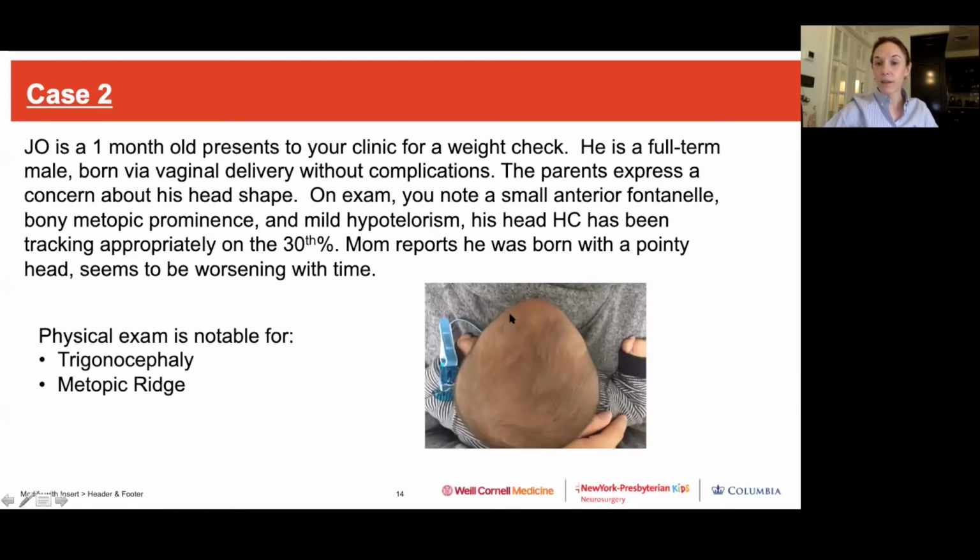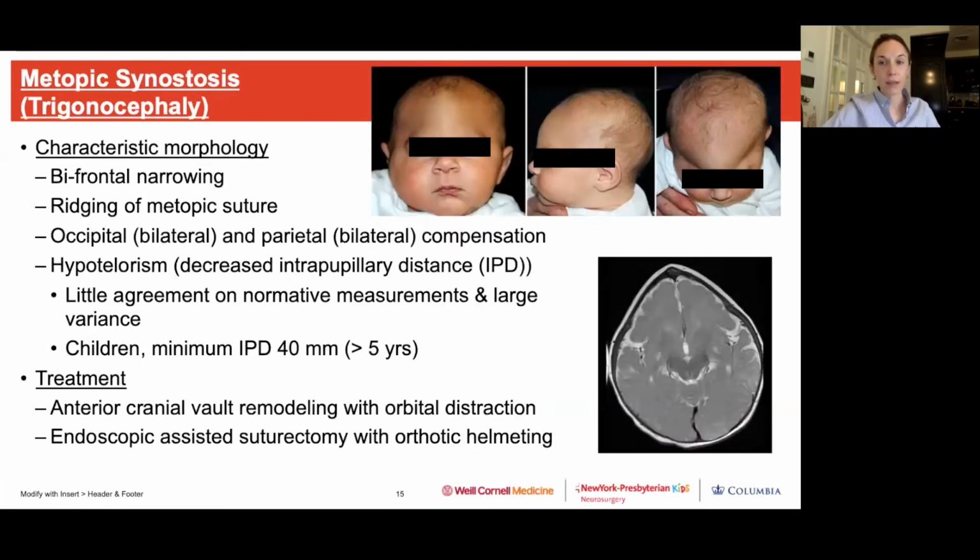And this is the child's exam. So this is a classic trigonocephalic head looking from the top down. If you felt this here, you'd feel a ridge. If you look at this child from the front on, which I'll show you in a minute, the eyes would be too close together. And that's metopic synostosis.